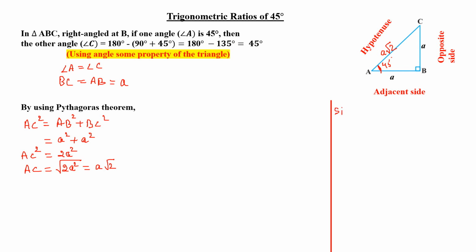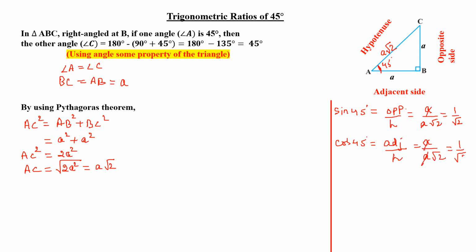Okay, so sine 45 degree is opposite by hypotenuse, isn't it? Opposite is A and hypotenuse is A root 2. So A cancels, I will get it as 1 by root 2. Now let's find cos 45 degree. So cos 45 degree is adjacent by hypotenuse. And what is your adjacent? A. A by A root 2. So A cancels, it will give you 1 by root 2.